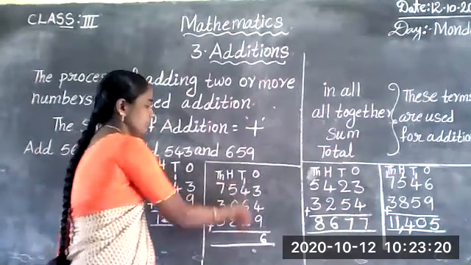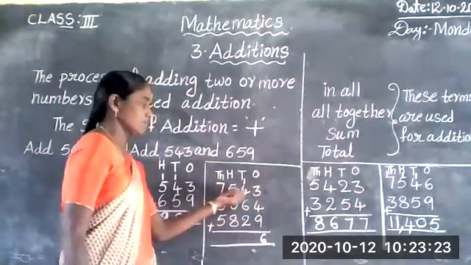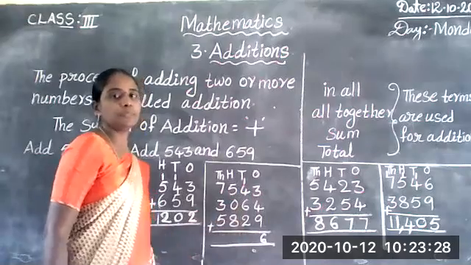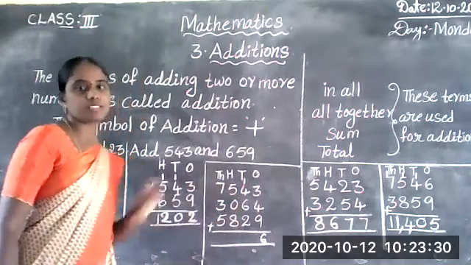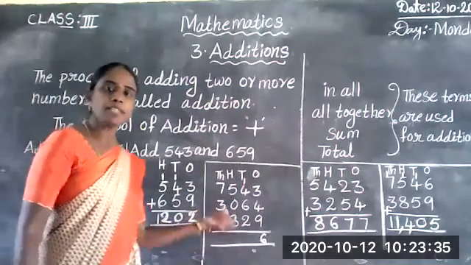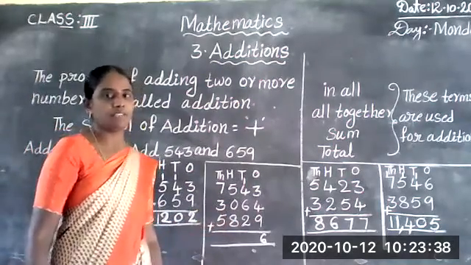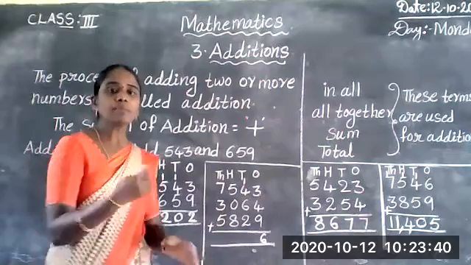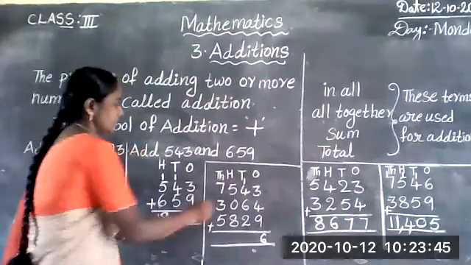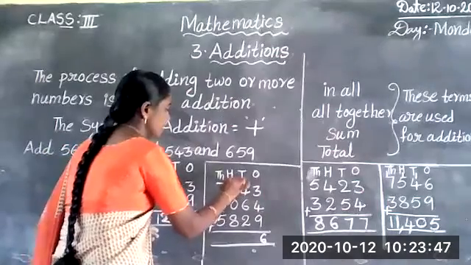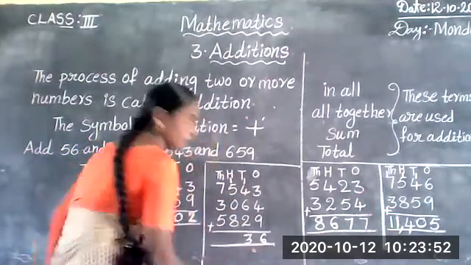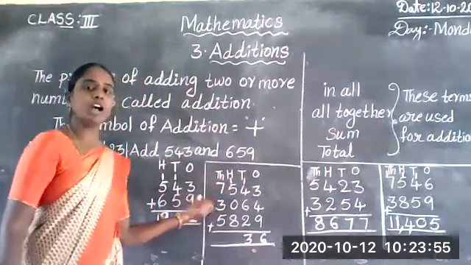Next, now we have to add tens numbers. In the tens place, 4 is there, 1, 6 and 2. Add 1, 4, 6, 2. 4 plus 1 is 5. 5 plus 6 is 11. 11 plus 2 is 13. Write 1 in the hundreds place carry, and in the tens place we write 3. Okay. Next we will go to the hundreds place.